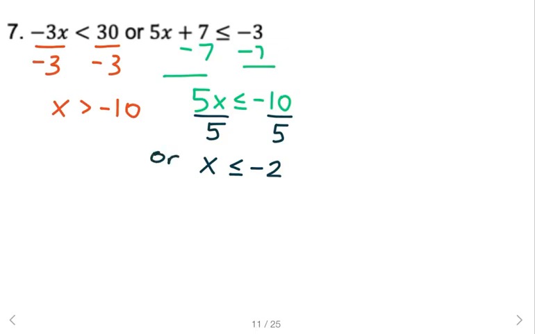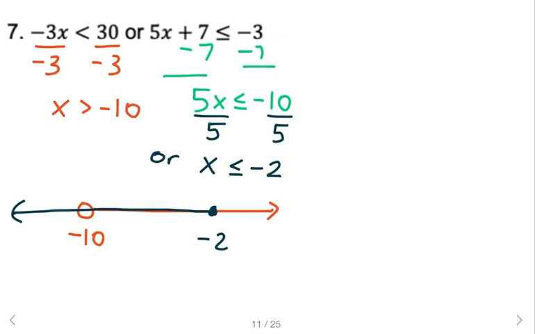This is an or, so we'll join these together. So if we think about greater than negative 10, so not including negative 10, but shade to the right of that. And then if we do it on the same graph, less than or equal to negative 2 would be here, and then that would be shaded to the left. For an or, it just has to be shaded one time.